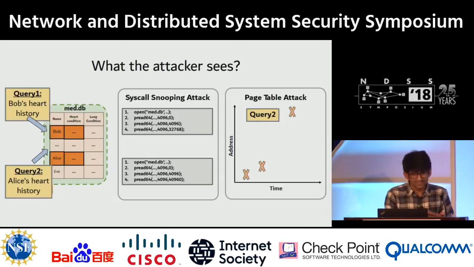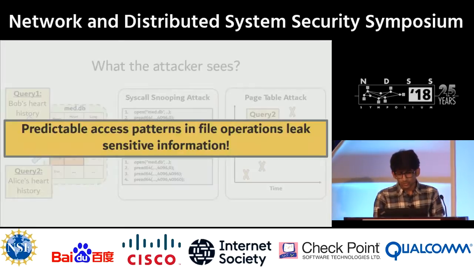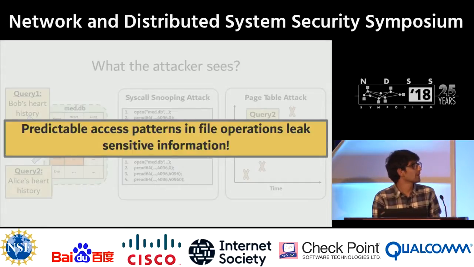Using this attack, we actually figured out that the attacker can figure out which row and which column in a SQLite database has been accessed just by looking at either system call patterns or page fault patterns. The whole point is that as long as there are predictable access patterns, you are going to leak sensitive information, in any sort of operations.